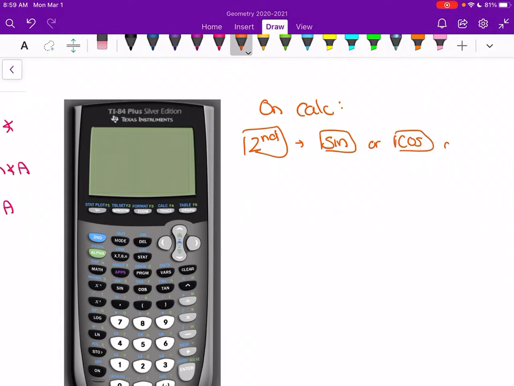or your tangent button. Sorry about my dog. She wants to go outside. Piper, wait.